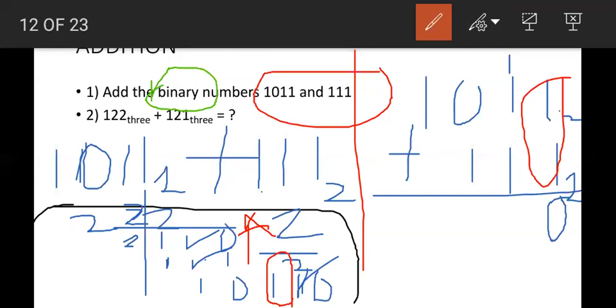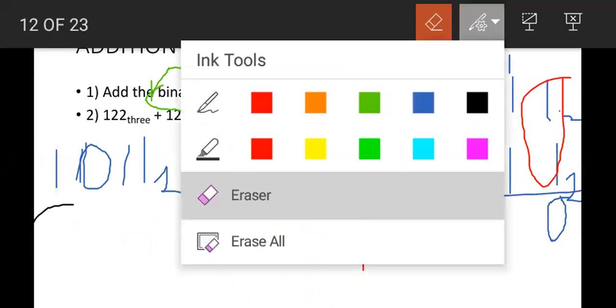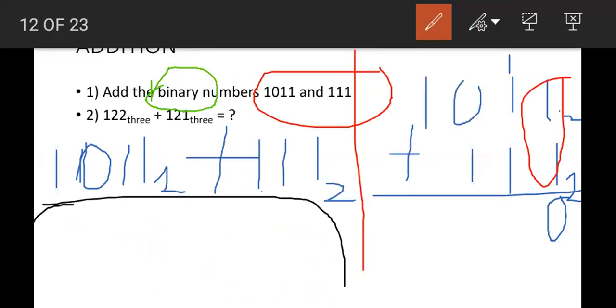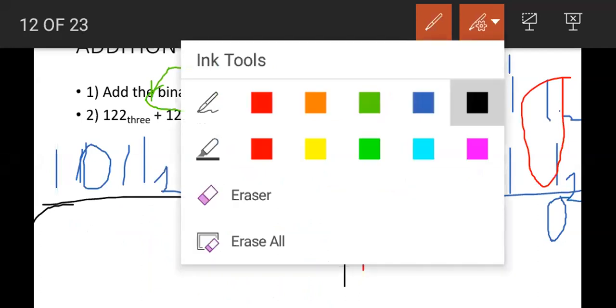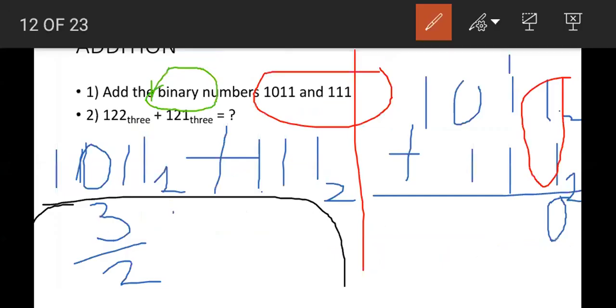Then the next one, you want to add 1 + 1 + 1. It gives us 3. Let me clean all this. This is still our working sheet. We now have 3, right? So you say 3 divided by 2. You convert that 3 to your given base. When you convert 3 to base 2, you'll be having 3 divided by 2, that is 1, remainder 1. That is, you're having 11. If you use the other method too, you get 11.